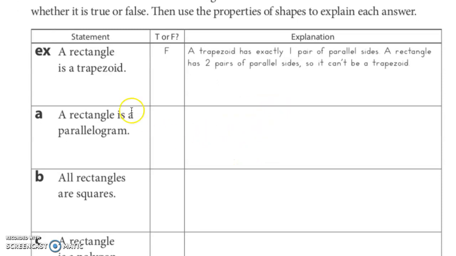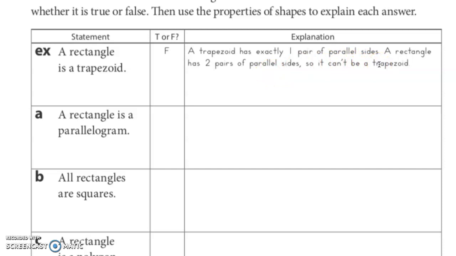So one more time, let's do the example. The statement is, a rectangle is a trapezoid. Is a rectangle a trapezoid? False. A rectangle is not a trapezoid. Then you need to explain how you know this. Well, you know this because a trapezoid has exactly 1 pair of parallel sides. A rectangle has 2 pairs of parallel sides, so it can't be a trapezoid.